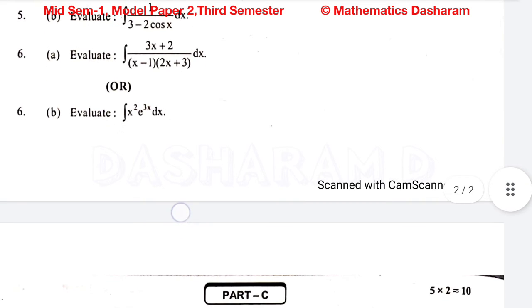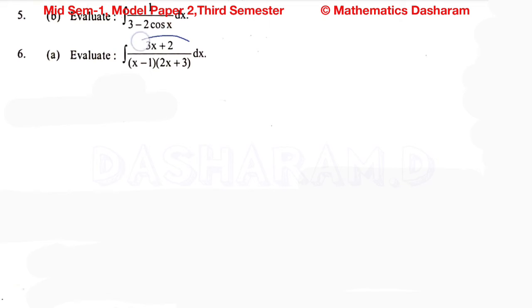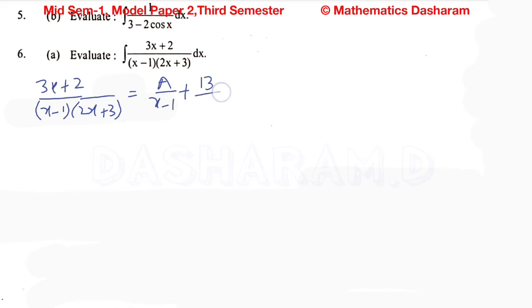So next, 6th bit question, integration of 3x plus 2 divided by x minus 1 into 2x plus 3 dx. So here this function we convert into partial fractions. So 3x plus 2 divided by x minus 1 into 2x plus 3. Here the denominator has non-repeated linear factors, so then a divided by x minus 1 plus b divided by 2x plus 3.